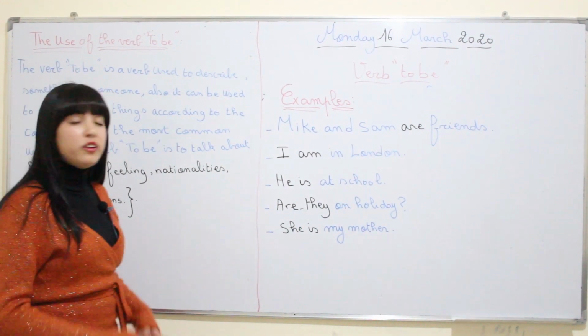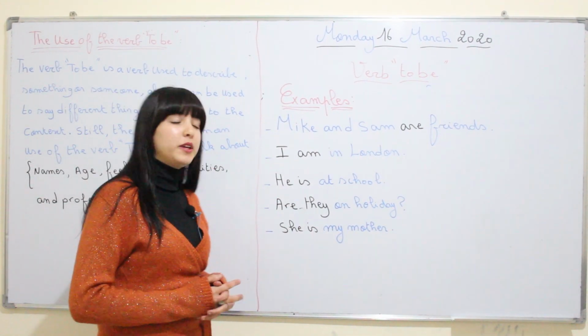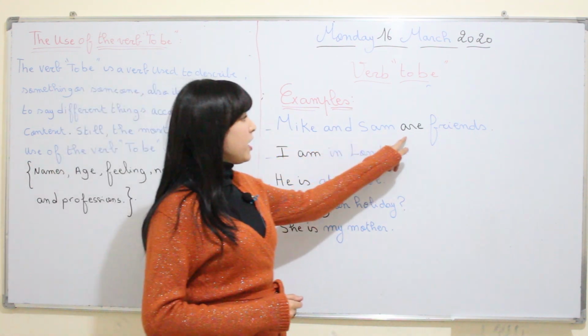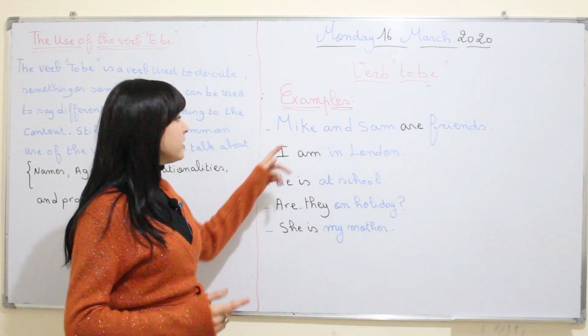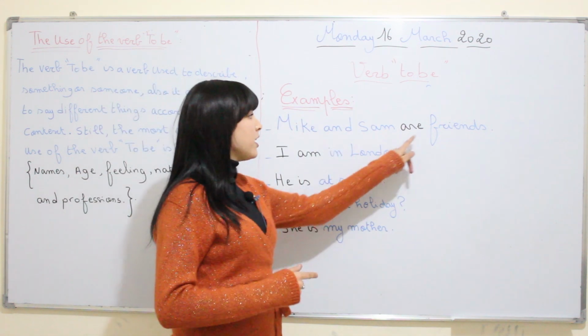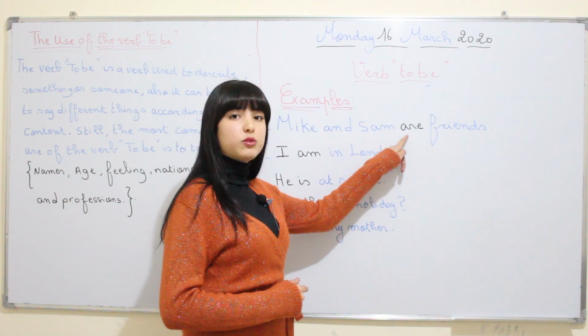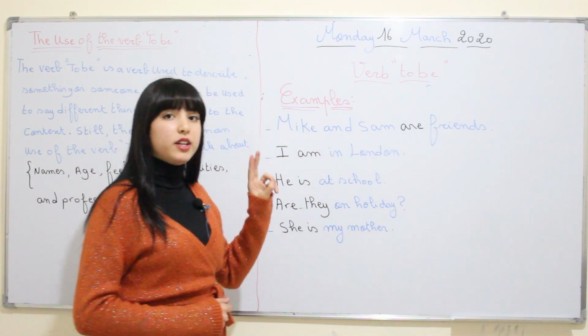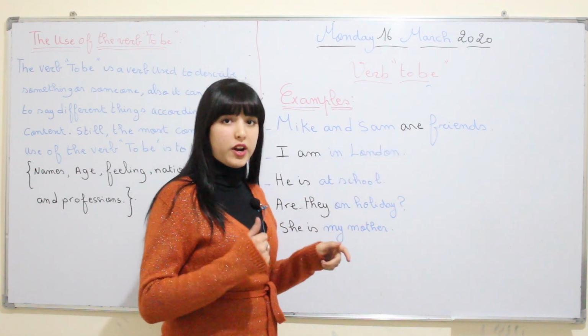Well, here are some examples of the verb to be. Let's read them together. Mike and Sam are friends. Basically, Mike and Sam are two people, so we must use are. Here it is written in black. يعني فاش كيكونوا عندنا جوج الأفراد كنقولوا are, not is or am.